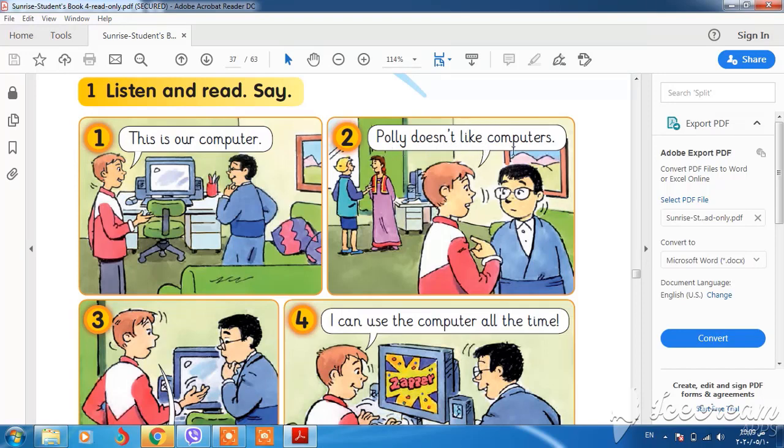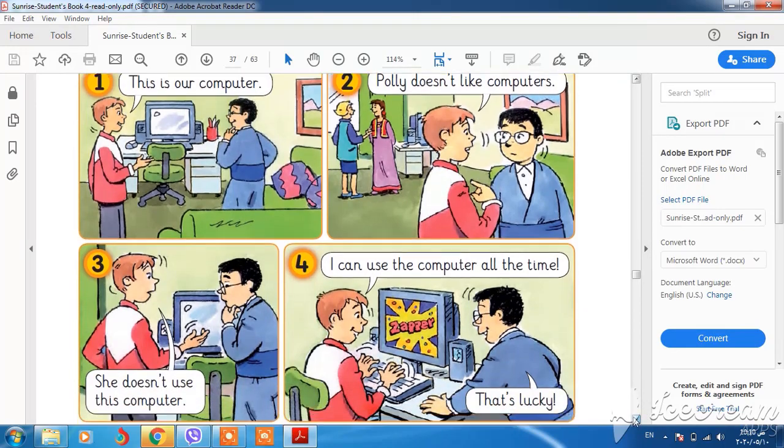Polly doesn't like computer. If we make this sentence positive, because we have doesn't, it means that this sentence is negative. If we change it to positive, the sentence will be Polly likes computers. Polly likes computers. Okay, Polly doesn't like computers.